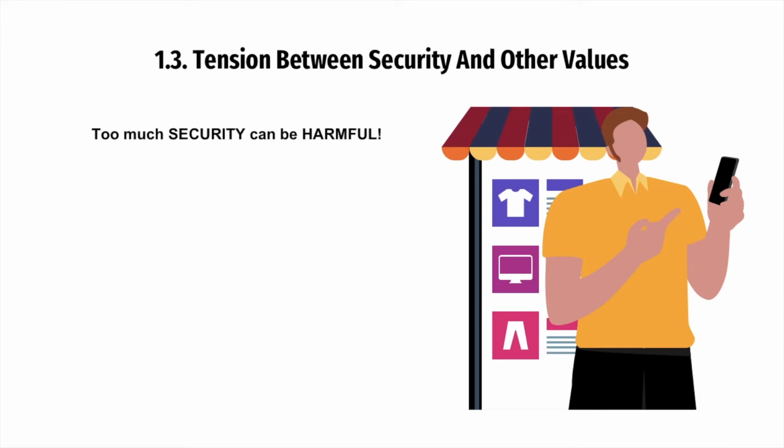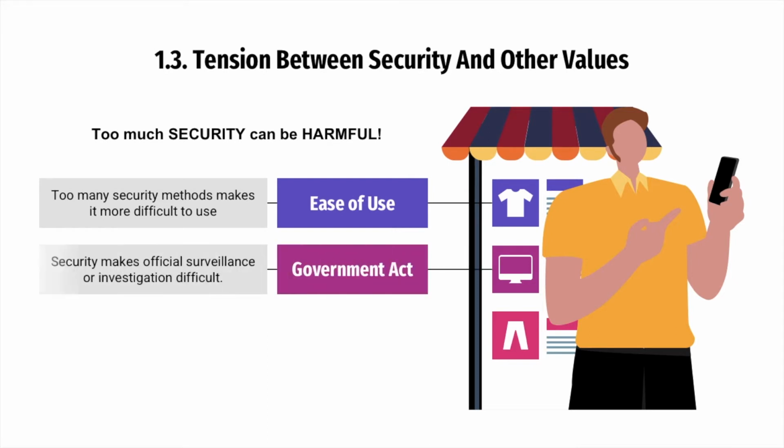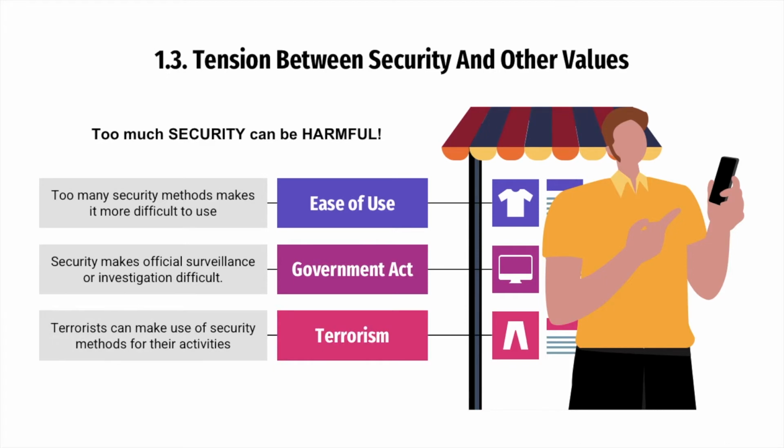But security is not an unmitigated good. It can also be harmful when overused. Too many security methods make it more difficult to use, so it contradicts with ease of use. In addition, it can affect public safety, as excessive security may hinder official surveillance or investigation. Terrorists can make use of security methods for their activities such as recruitment, training, etc.